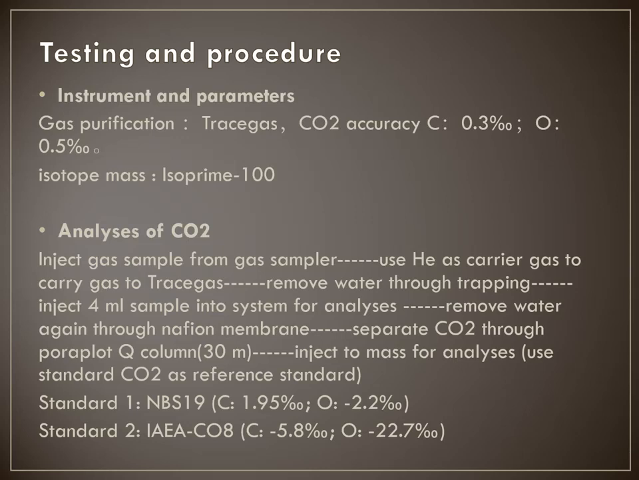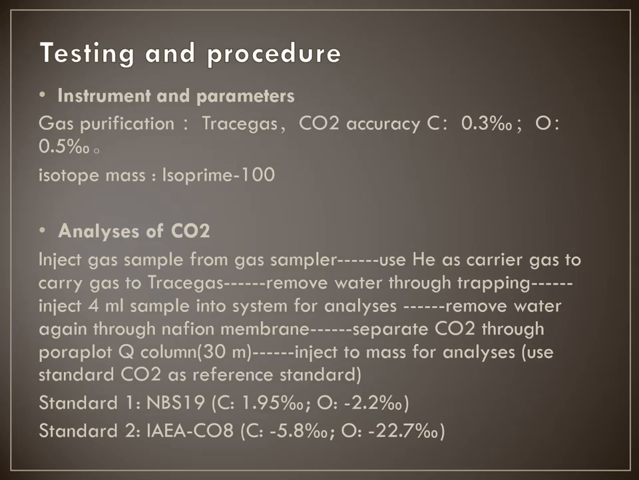And the procedure to obtain the carbon dioxide includes injecting the sample in gas phase with a gas sampler. That's your sample sent in a gas bag. Then the gas will be carried by helium to the trace gas. Trace gas is a gas purification that can remove water or other related gas that we don't need. After the water was removed, then the 4 ml sample was injected in the system for analysis.